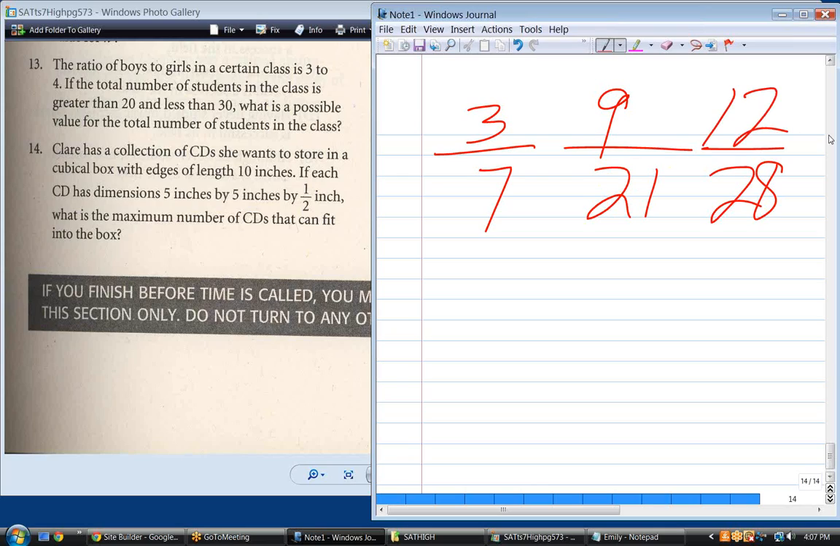The key, and you'll see this in a number of problems, is this 3 to 4 has to be expressed as 3 to total. If they're asking about total, you have to make that translation at some point. If they're asking about total number of boys, then you would make it 3 to 4 and work with that. But when they ask about total students, we want to make sure we don't write 3 to 4, but 3 to 7.